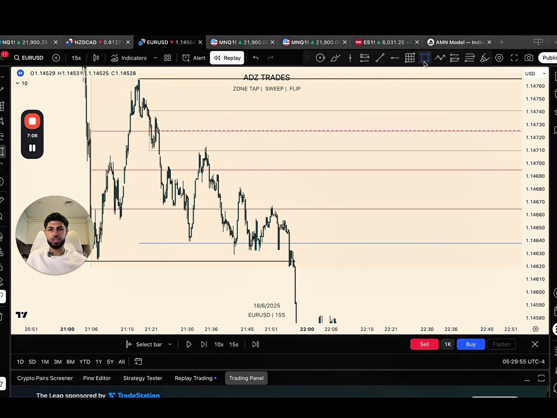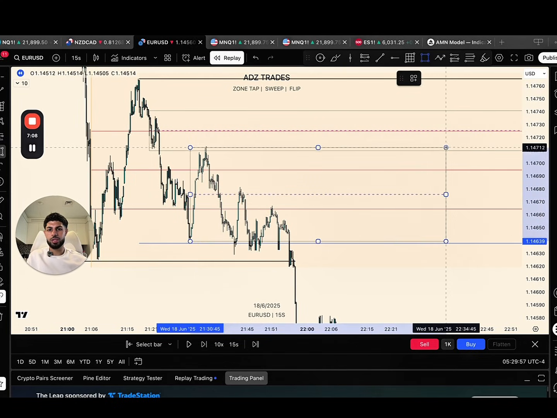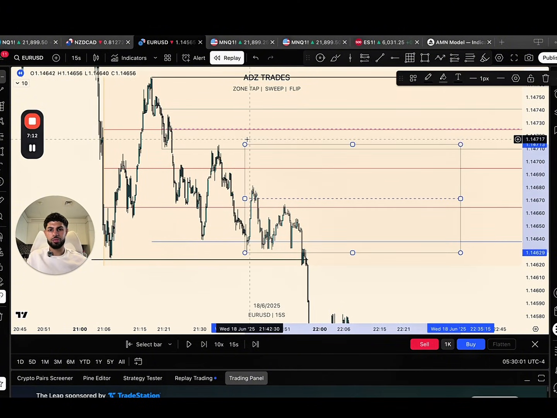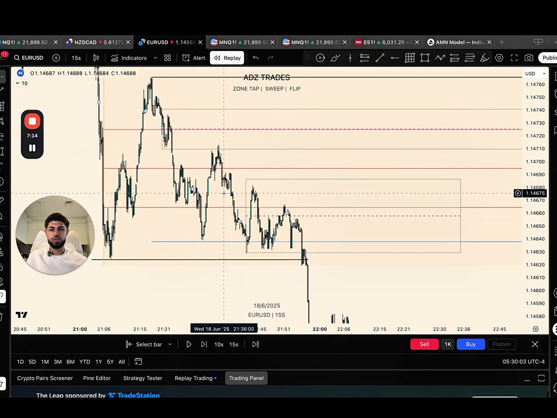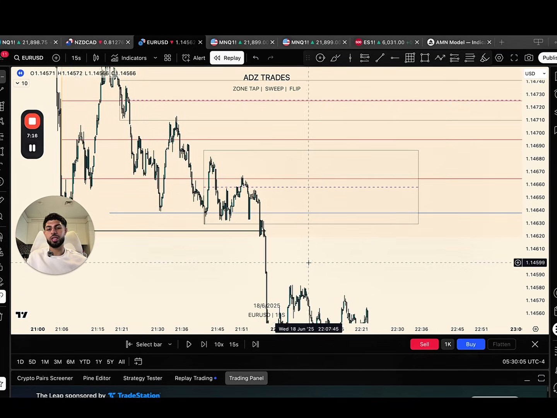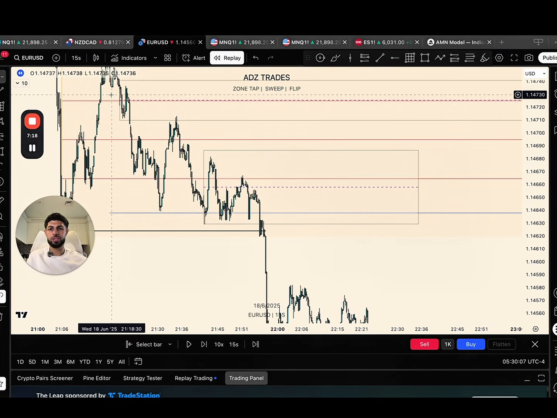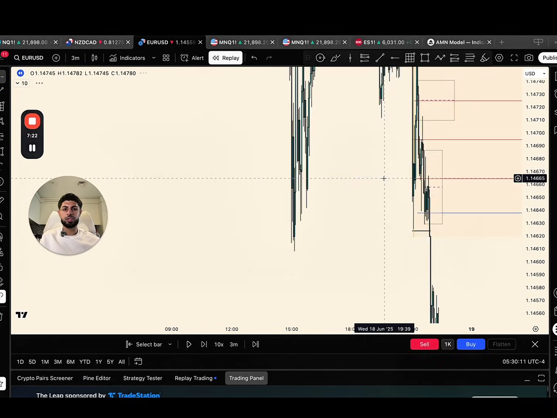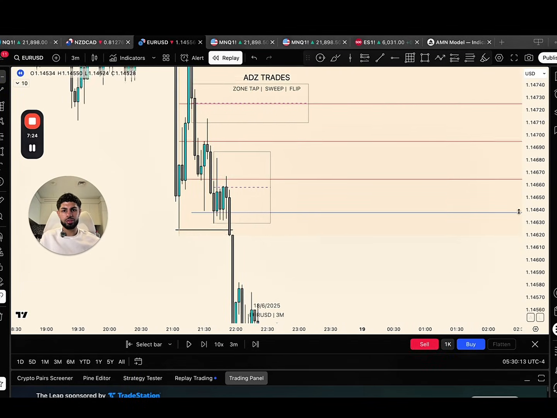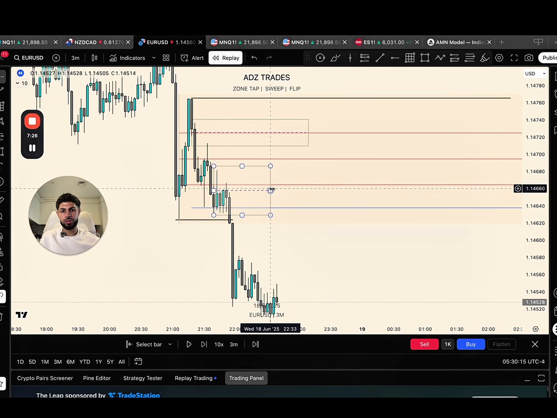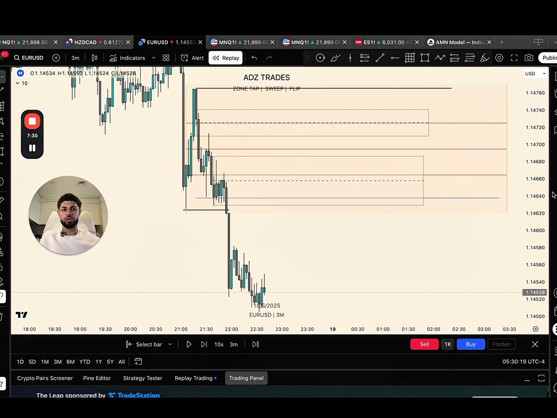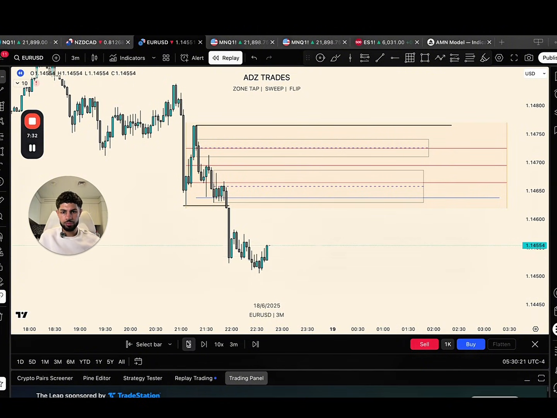So nice liquidity there, unmitigated. We have this area of supply, which is mitigated. And we have this area, which is unmitigated. But this is, to be fair, above here is 50%. So if we get a shift in here, we can take that. So I'm really focusing on this area of supply here, and this area of supply here. Let's play that out.